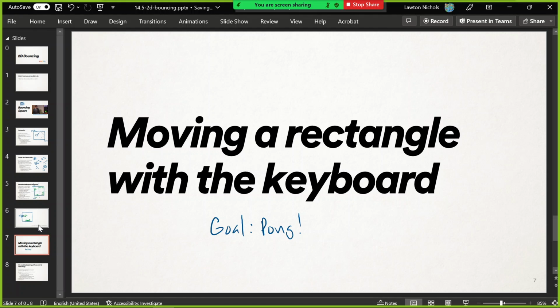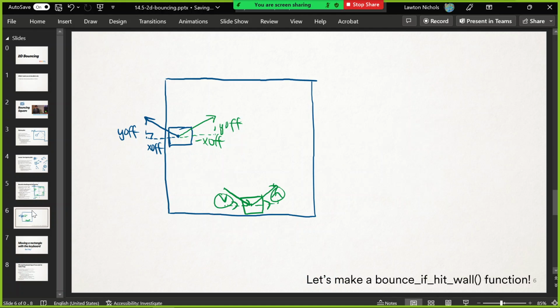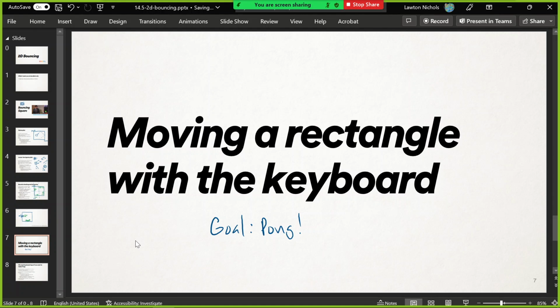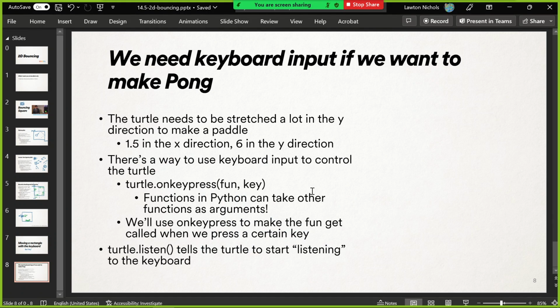We have the first piece now. We have a ball moving around in 2 dimensions randomly. Now we need to add the paddle, and the paddle needs to be controlled by the keyboard. We haven't really talked about how to control the turtle with the keyboard yet, and so that is the next step. All right? So we need keyboard input if we want to do Pong. Got to make the paddle, right? And here's the idea. You can make the turtle the paddle too.